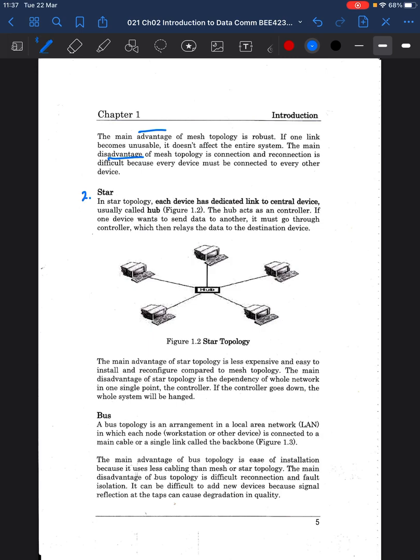Okay, next is called a star topology. The second architecture, the second type of topology, is known as star.